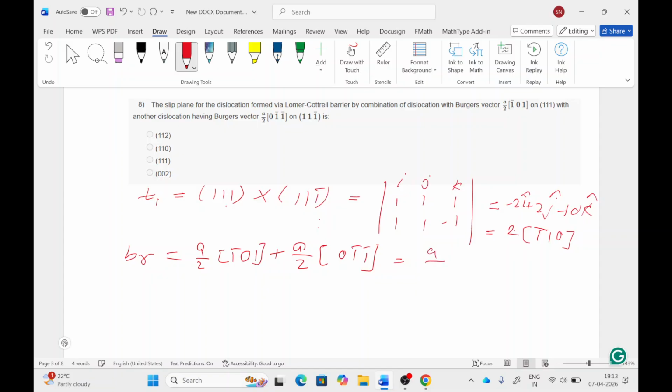So this will be a/2 [bar 1, 0 and bar 1 will be bar 1, and 1 and minus 1 will be 0]. So this is the Burgers vector, and the slip plane will be the cross product of this line vector and Burgers vector.